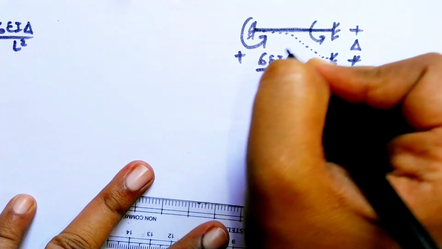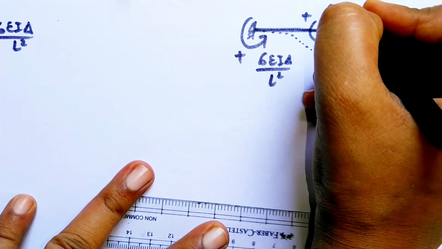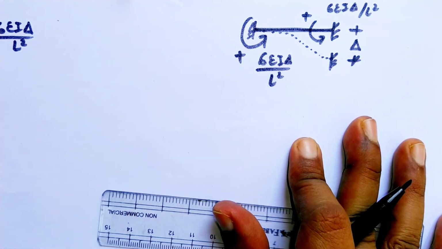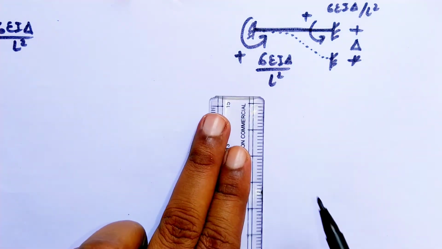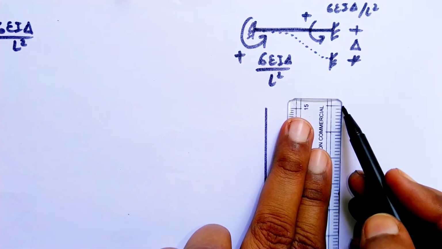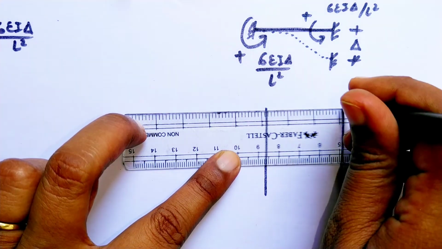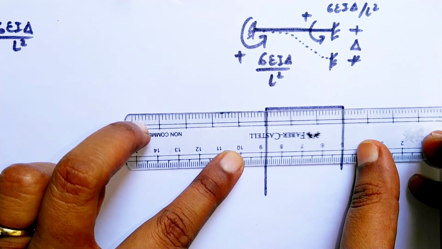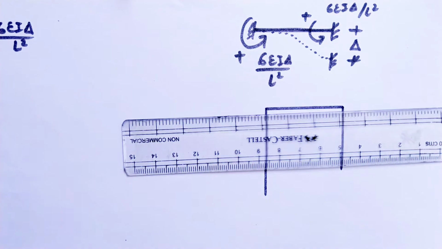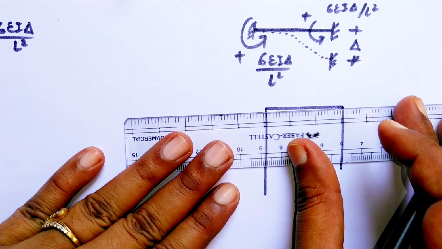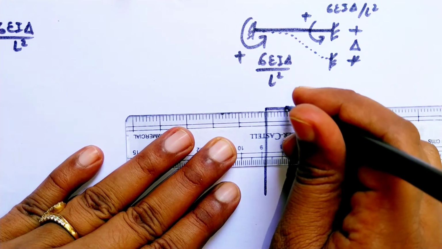So left side is positive, right side is also positive because both are anti-clockwise. Right side is generated because of the sinking. Left side moment is opposing this deflection which is occurring. So same thing we will be applying onto our structure.